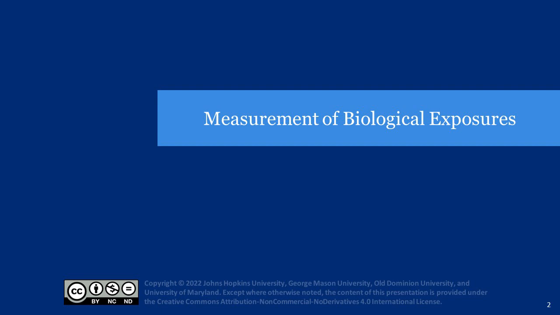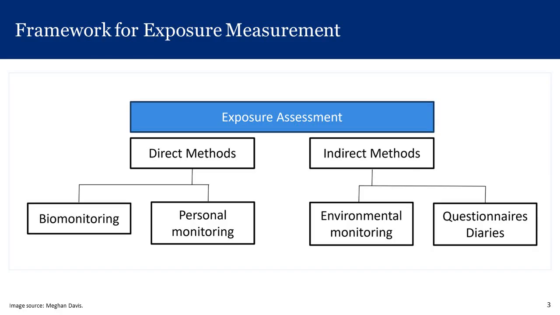Let's talk a little bit more about how we measure biological exposures. If we think about the overarching framework for how we measure any exposures, these could be chemical, physical, or biological. We think about this as falling into either direct methods or indirect methods. With direct methods, we are going out and getting a measurement, right? We're either doing biomonitoring, so we're taking biospecimens. This could be blood, this could be urine, it could be saliva, it depends.